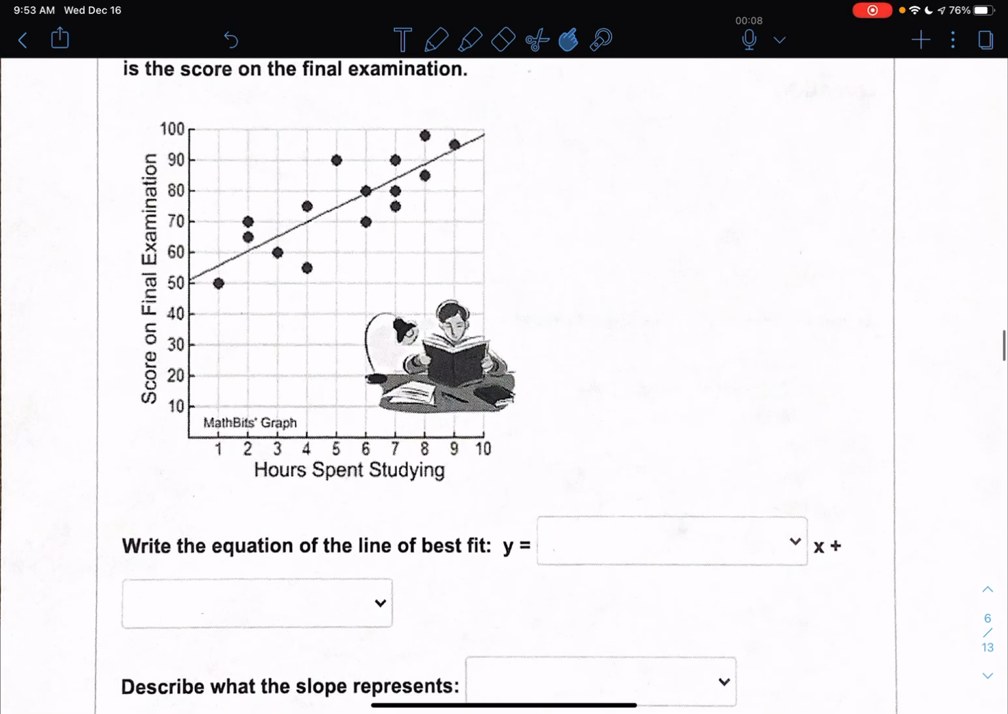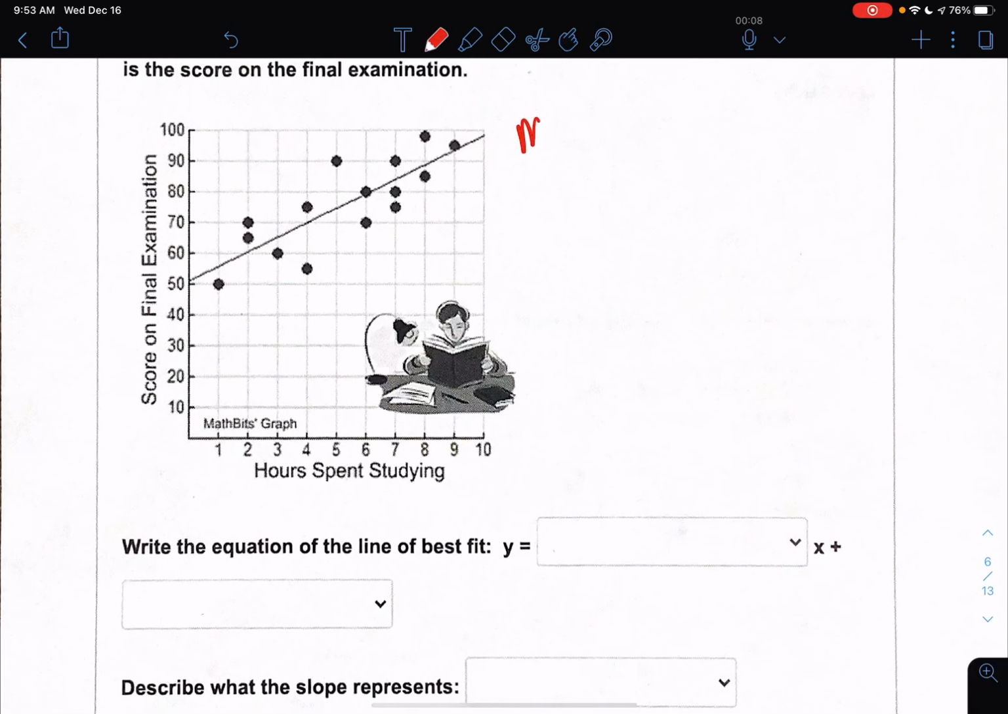Okay, so looking at my graph, I need to find the slope, and I need to find my y-intercept. Looking at my y-intercept, once again, starting at the y-axis, it is close enough to that 50.